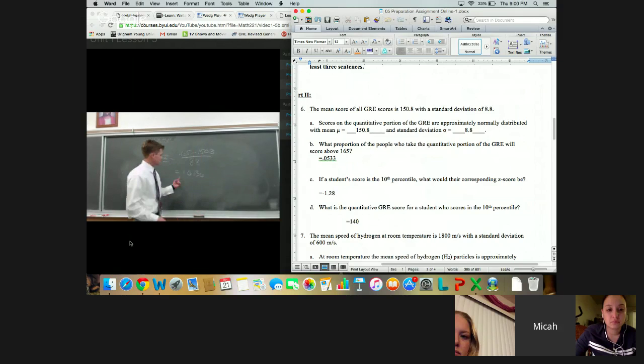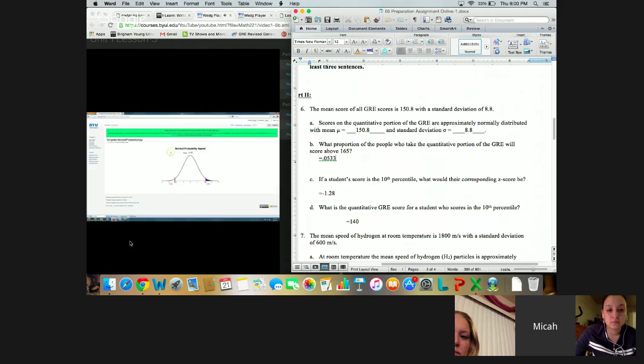And then in order to find out what proportion of the people who take the GRE will score above that, we're going to take this z-score and plug it into the normal probability applet. Here's the normal probability applet, and we plug in the z-score that we just got, 1.6136, and we want to make sure that we shade this upper portion because we want to know those that scored above that. Then we get 0.0533. Okay, so that area represents the proportion of people that received a score higher than 165.